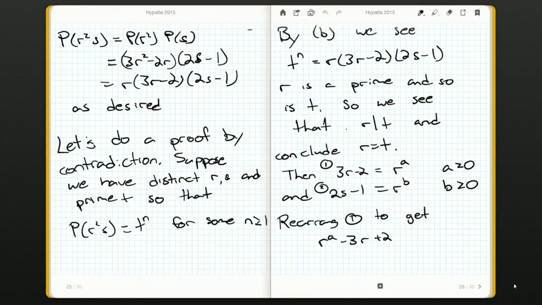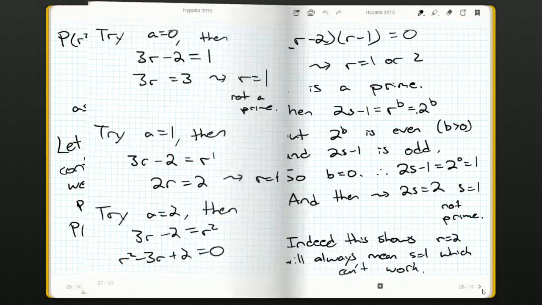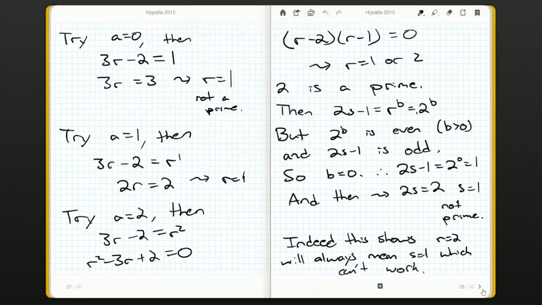Now we rearranged it, and we couldn't really see anything useful, so we decided, okay, let's just try different values of a. And we got a bunch of cases where r was 1, and that's not a prime, that's a contradiction. And then we got this one case where r could be 2, and we said, okay, there's nothing wrong with r being 2, so let's see if it will work in our second equation. And that forced s to not be a prime. So just by guessing that r was equal to 2, we couldn't work. It couldn't work at all.